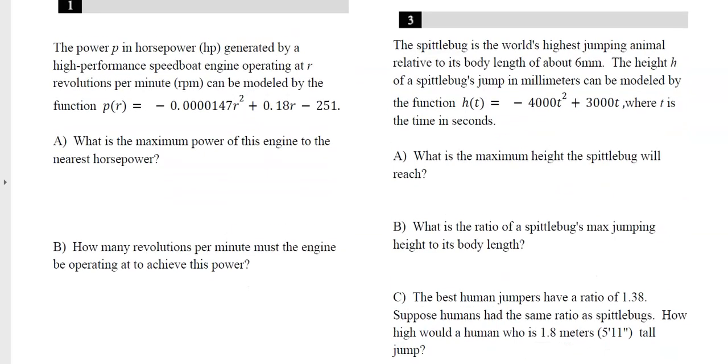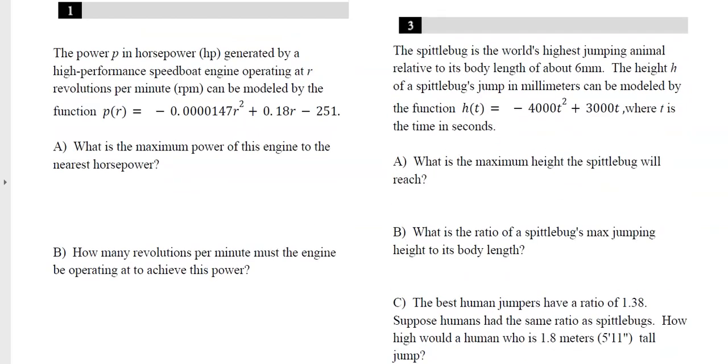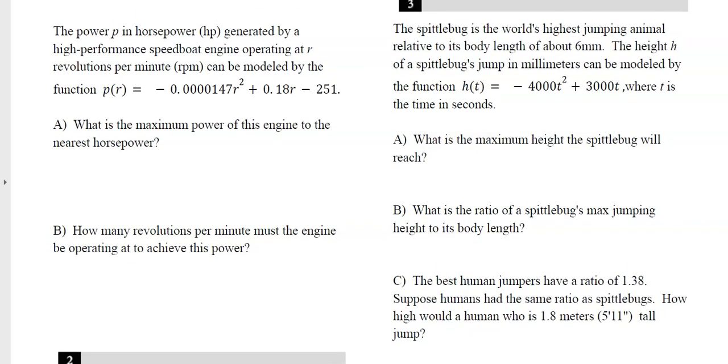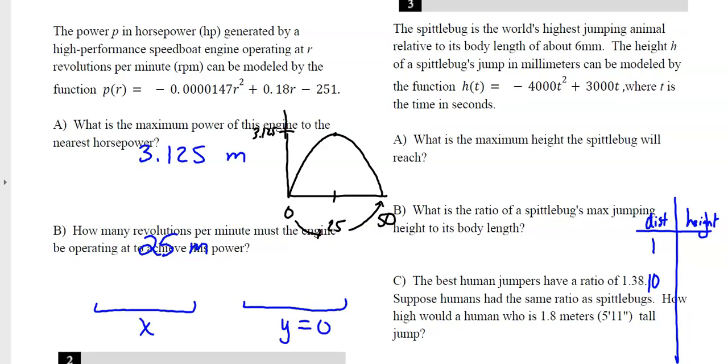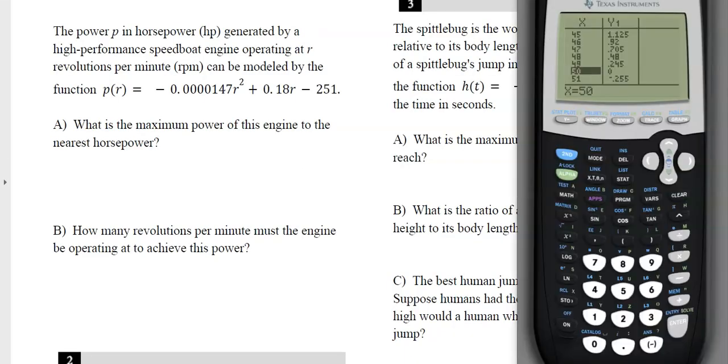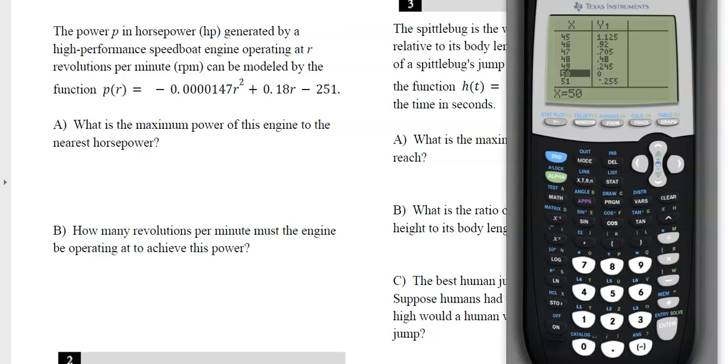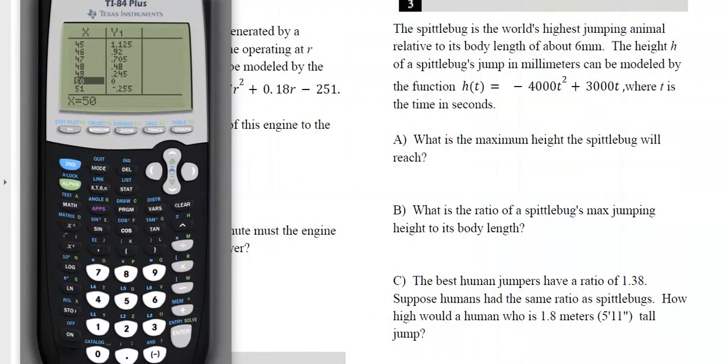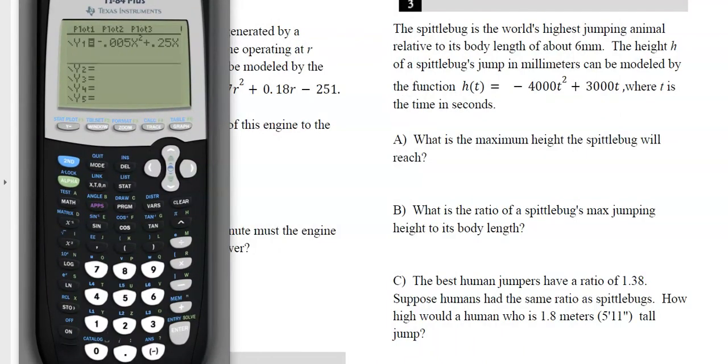All right, number 3, the old spittlebug, the world's highest jumping animal relative to its body length. So let me pull up my graphing calculator, and I'm going to move him over on this one to the other side. It's kind of hard doing this screen, messing with this calculator, but we need it, so we got to do it. So let's go back to y equal, clear it out. So we're talking about the height. So our y value is the height, and our x value is our seconds. So we got height and time.